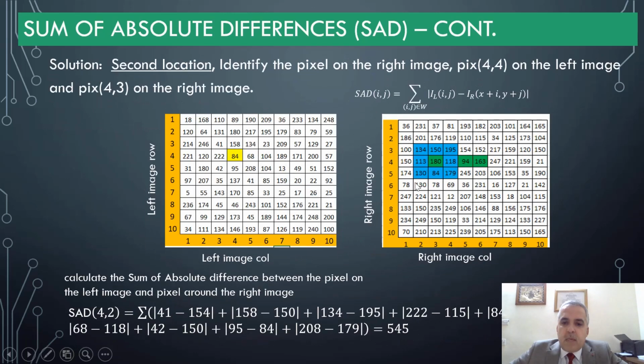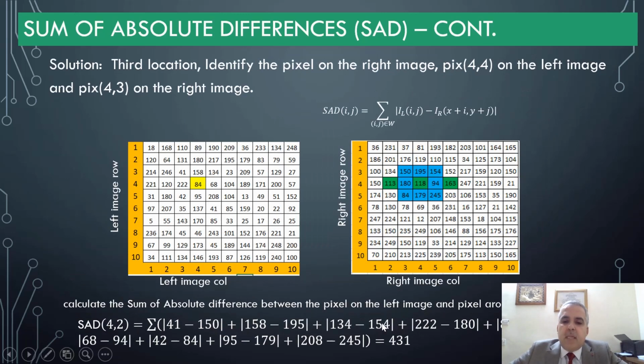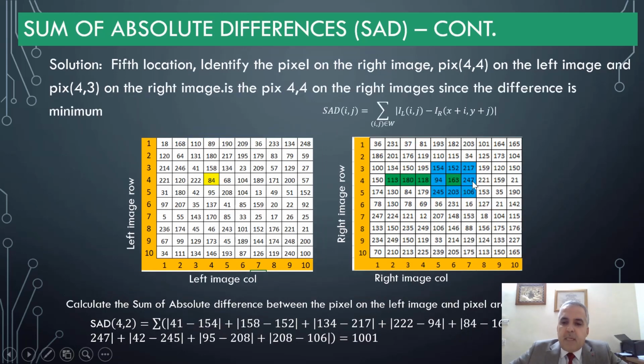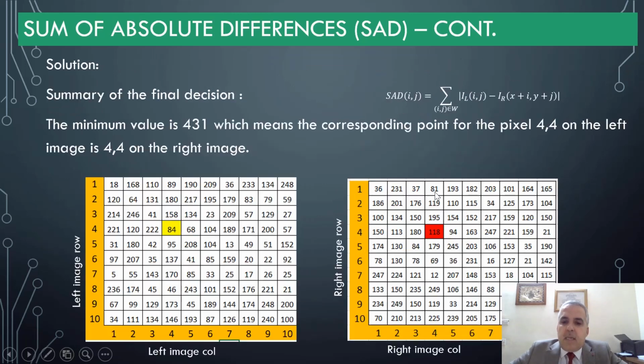Now we will move the window to the other pixel, this one, and we will fit the window similarly. Then we will get 544, which is less. Then we will move to the next window and get 431, then the next pixel will give us 94, and finally the last pixel will give us 101. This means the minimum value is 431, which is represented by this pixel, which means the corresponding point for this pixel is represented by 118 along the right image.